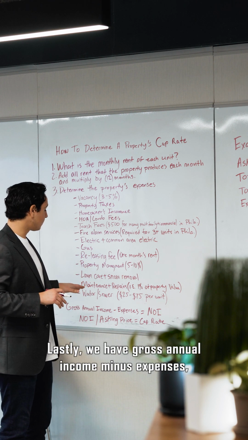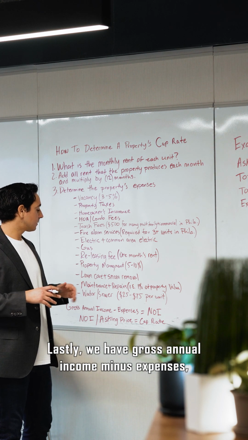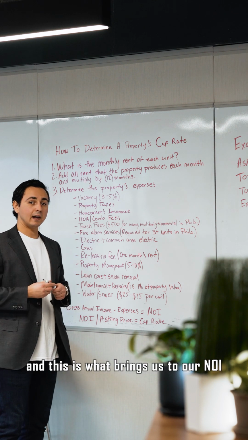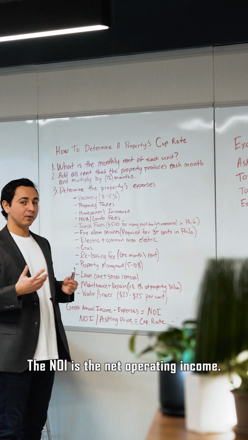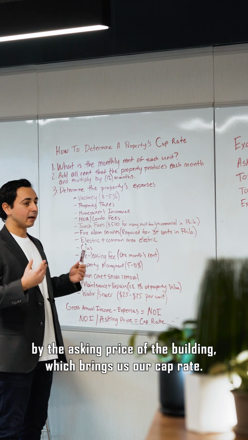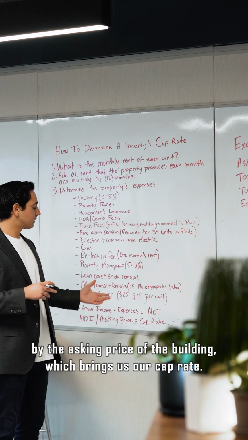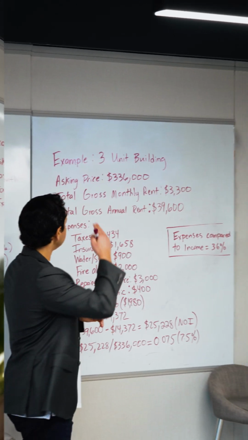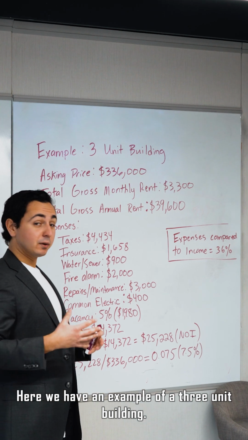Lastly, we have gross annual income minus expenses. And this is what brings us to our NOI. The NOI is the net operating income. We then take the NOI and divide it by the asking price of the building, which brings us our cap rate. Here we have an example of a 3-unit building.